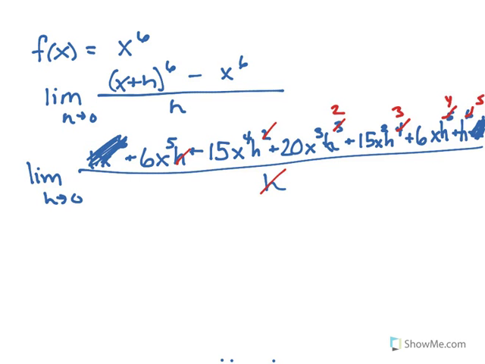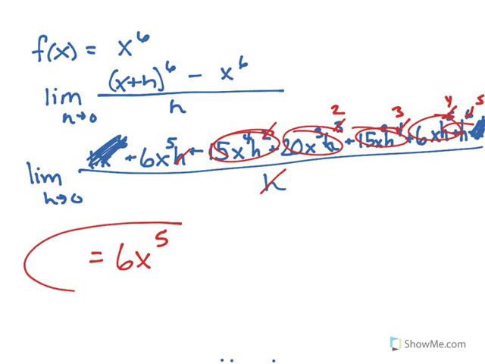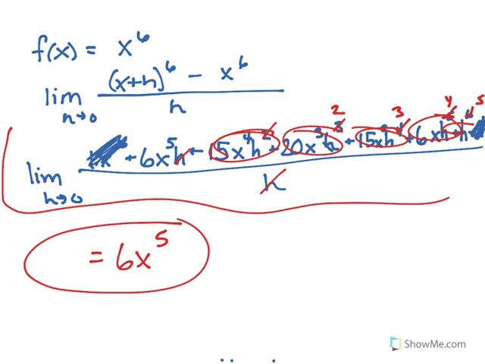And now I can fill in when h is 0. Well, I'm left with the 6x to the 5th. If I fill in 0 for here, this thing is gone, this thing is gone, everything's gone. So the derivative of x to the 6th is 6x to the 5th. Now, I never really had to do any of this work. There's a nice shortcut. We talked about it in class today that will always work to find the slopes of a function.